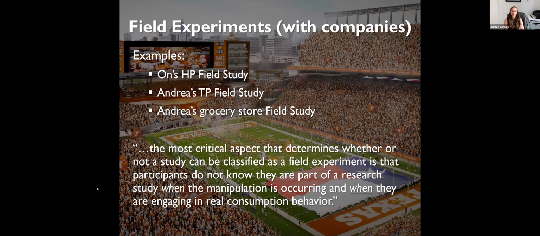Okay, so we just wanted to talk about some of the field experiments that we've run and give some examples of it. We also broke field experiments into two categories because usually I think people's first association with a field study is one with a company, like Anne's HP field study. So those exist, they're really impressive. They're quite compelling to add to papers. But as we'll talk about in just a minute, you can also run your own field experiments on the college campus or in another store that you've coordinated. So we wanted to give some examples here of field studies that we've run. And again, in our view, the most critical thing to determine whether it's a field study or an experiment in the field is whether people know they're part of the study when the manipulation is occurring and when they're engaging in that real consumption behavior. So Anne, do you want to tell a little more about your HP one?